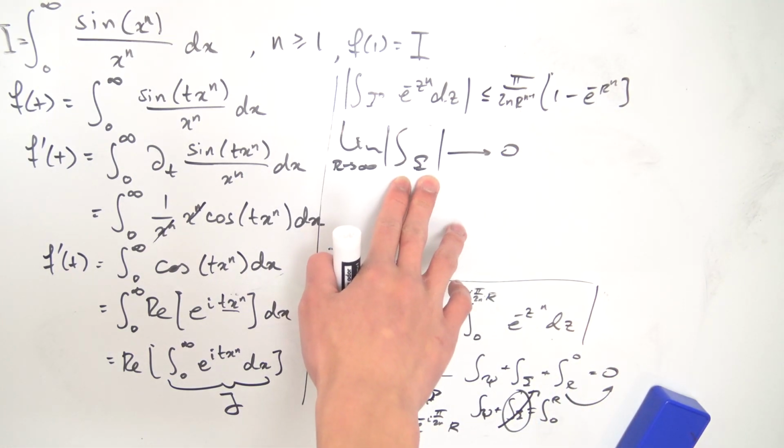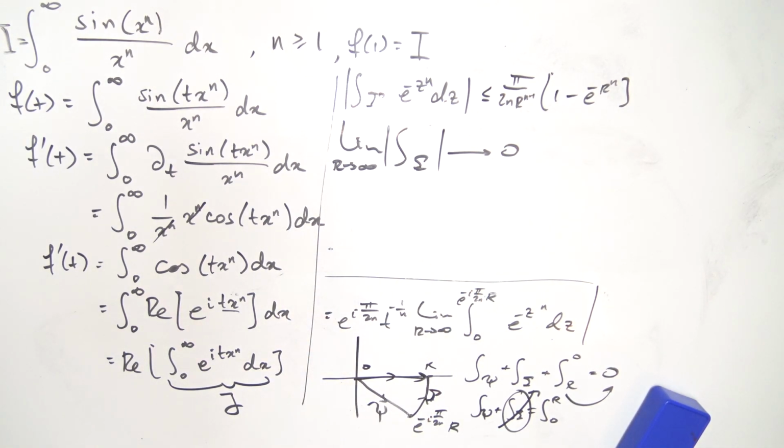Alright, so we've just shown that our integral over gamma goes to 0, which means that this relationship right here holds. The integral over psi is the exact same thing as the integral from 0 to r. So let's pick up where we left off, which was right over here.